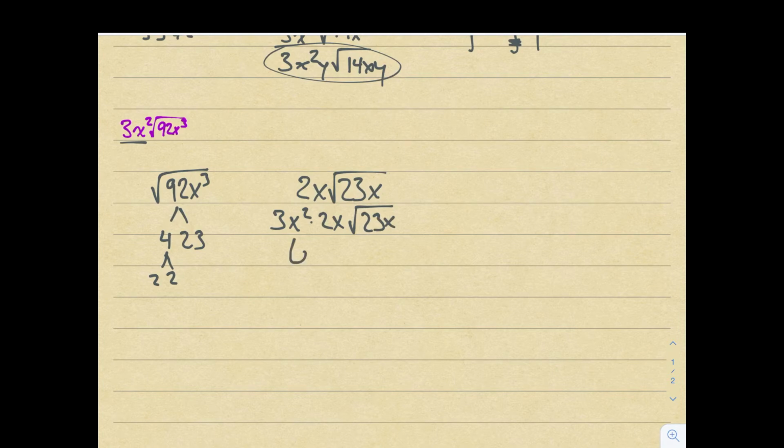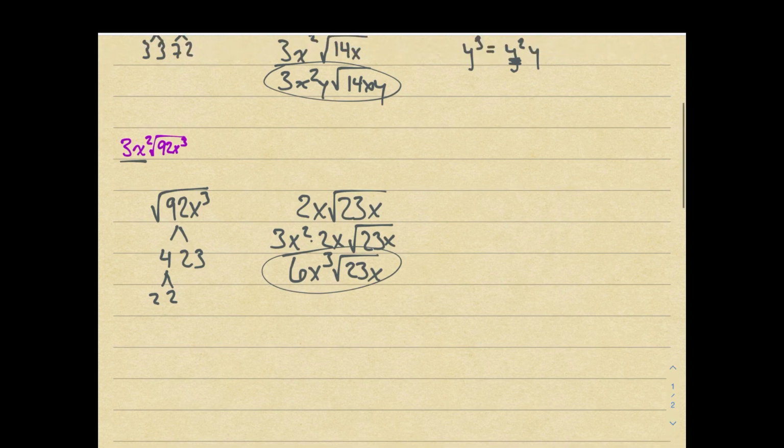And then all we've got to do is multiply our coefficients, which gives us 6x cubed times the square root of 23x. And there we go. That's how we simplify a square root, whether it has variables in it or not, whether there are coefficients in front of the square root or not.